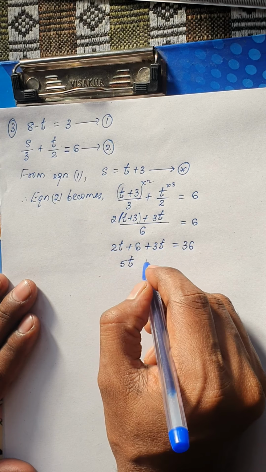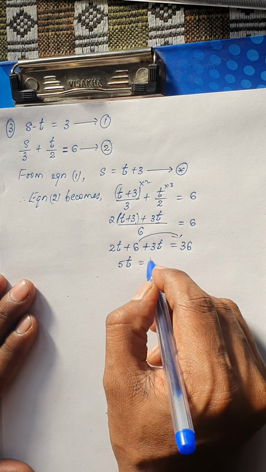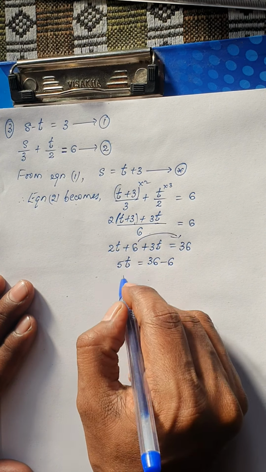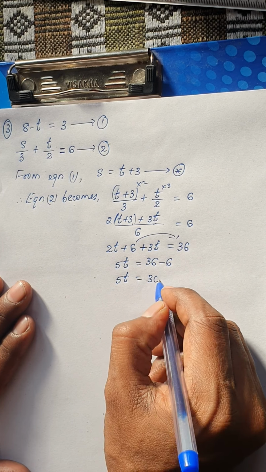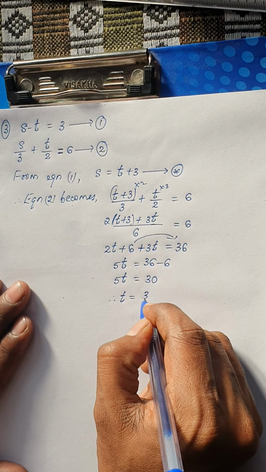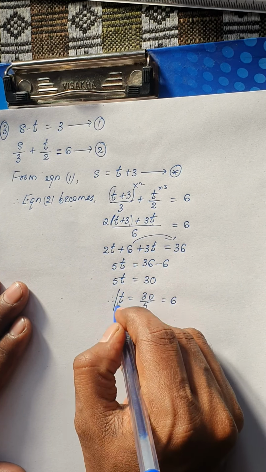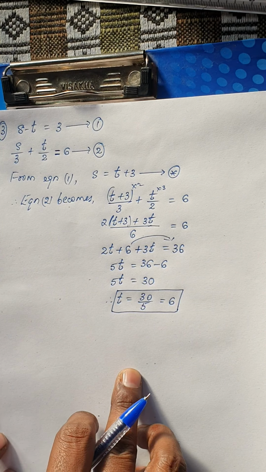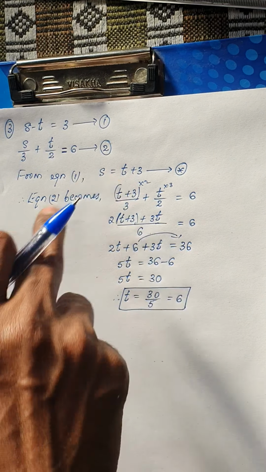Okay. 5t is nothing but, now shift this 6 to the right hand side, I'll get 36 minus 6. So 5t will be 36 minus 6, which is 30. Therefore, t will be 30 divided by 5. We know 5 6s will give me 30. Is it clear? So once I get the value of t, substitute back into equation star.